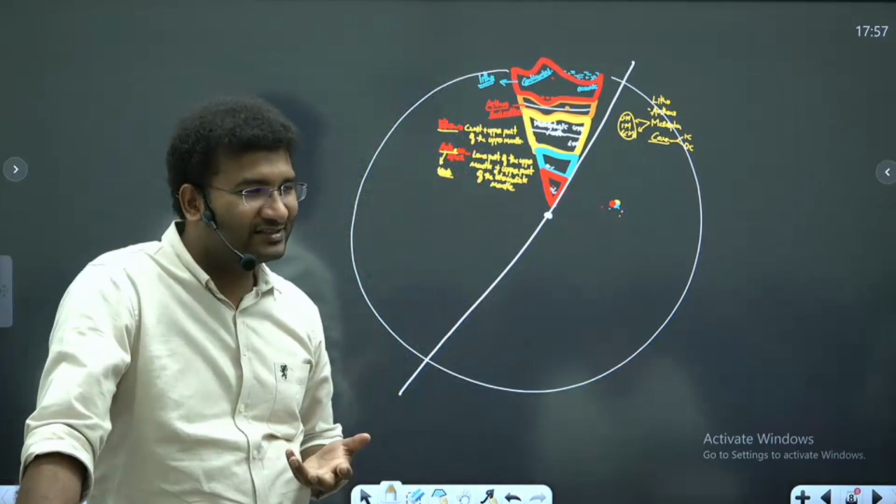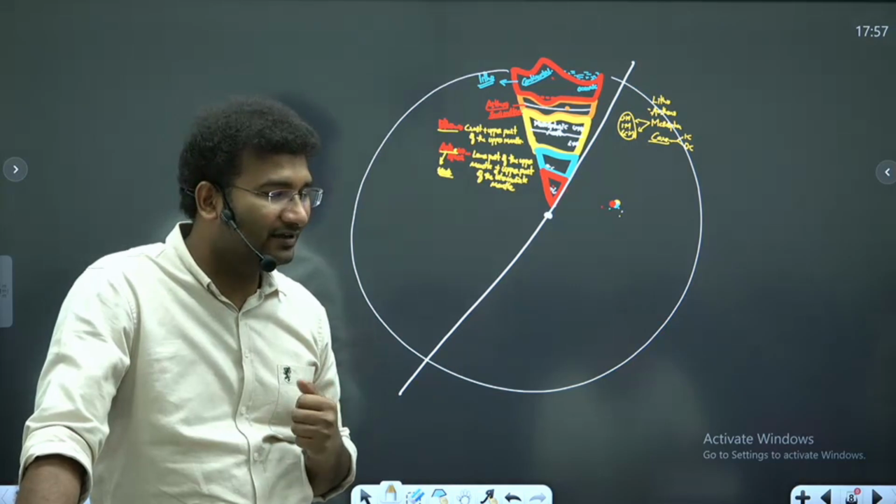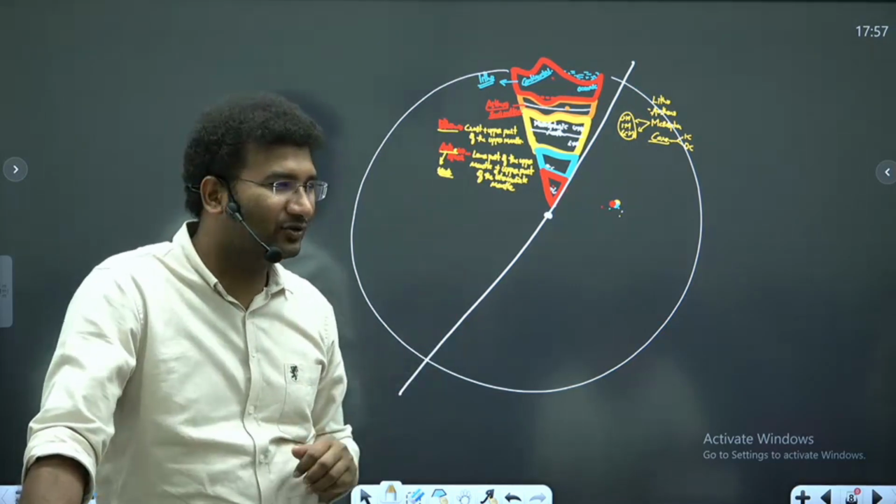Such new cities can be built there. So, look at Iceland. The population of Iceland increased. Earlier, the population of Iceland was only 1.5 lakh.